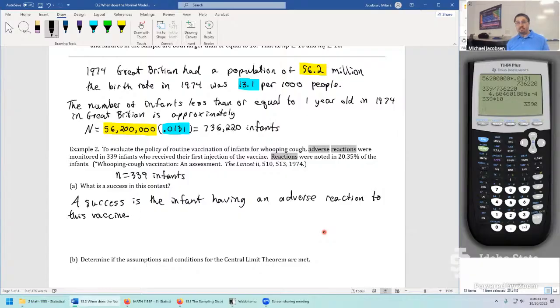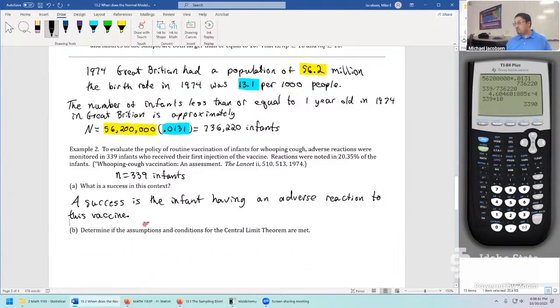And you can be more specific by saying the whooping cough vaccine, but that's a big part of the context. If you just say "this vaccine," everyone would know what you're talking about in this problem. So we have the context mentioned. We know what the success is, but we don't actually know the number of successes. We know something else.